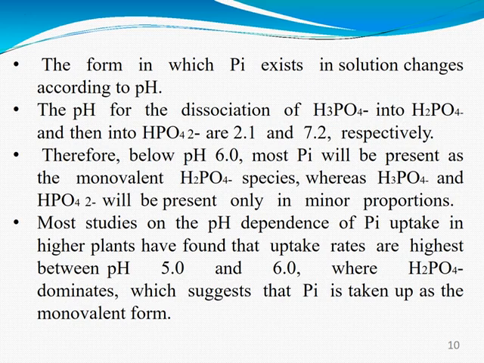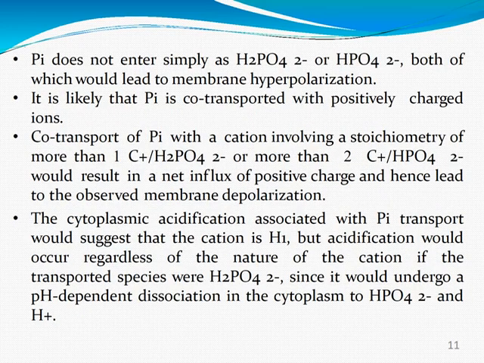Most studies on the pH dependence of ionic phosphorus uptake in higher plants have found that uptake rates are highest between pH 5 and 6, where H2PO4 dominates, which suggests that ionic phosphorus is taken up as the monovalent form. Ionic phosphorus does not enter simply as H2PO4 or HPO4, both of which would lead to membrane hyperpolarization. It is likely that ionic phosphorus is co-transported with positively charged ions.